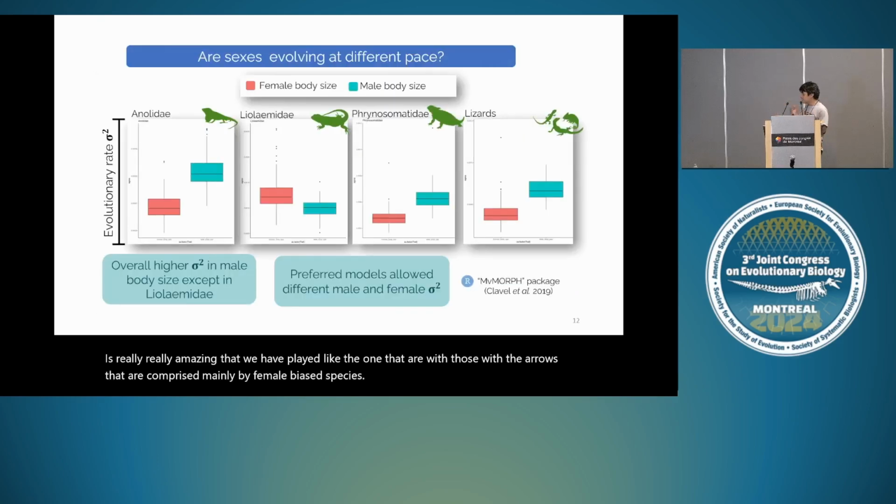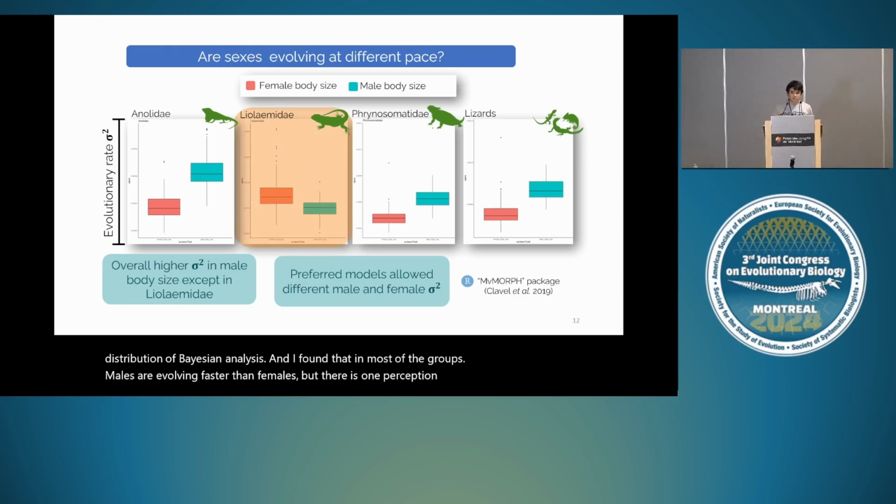So the next question that I wanted to answer is if sexes are evolving at different paces. These here are evolutionary rate distributions from a set of 100 trees from the posterior distribution of a Bayesian analysis. And I found that in most of the groups, males are evolving faster than females. But there is one exception.